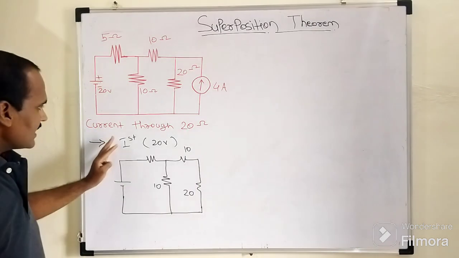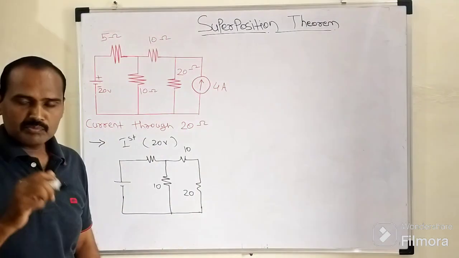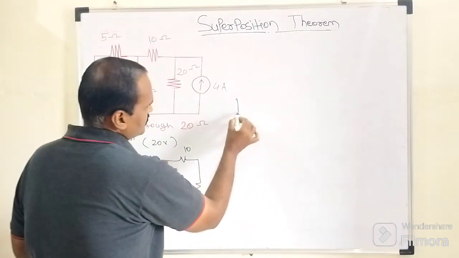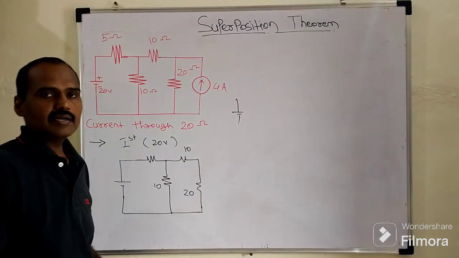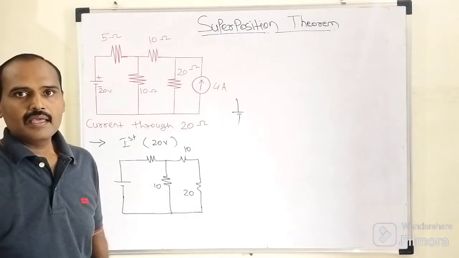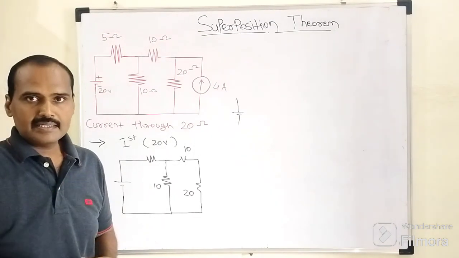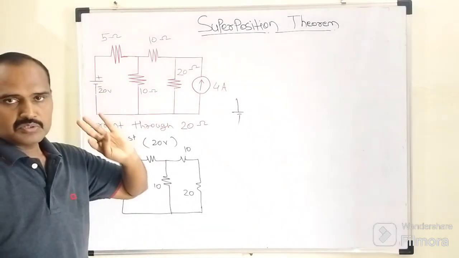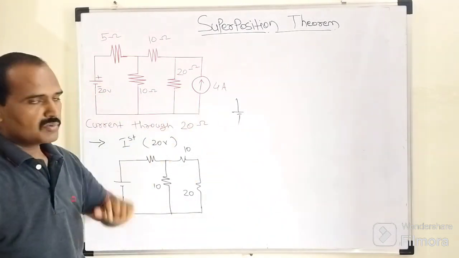While considering the 20 volt battery, one more important thing that we need to understand is, when we are considering the voltage source in that given network, how to treat the remaining energy sources. As we have only two energy sources, one is the voltage source and the other is nothing but what? The current source.